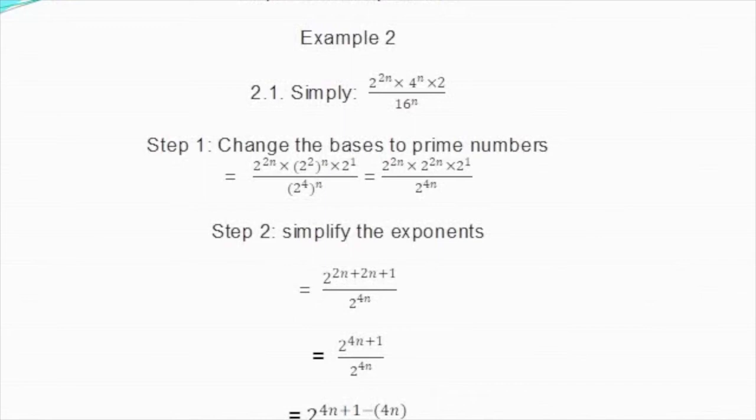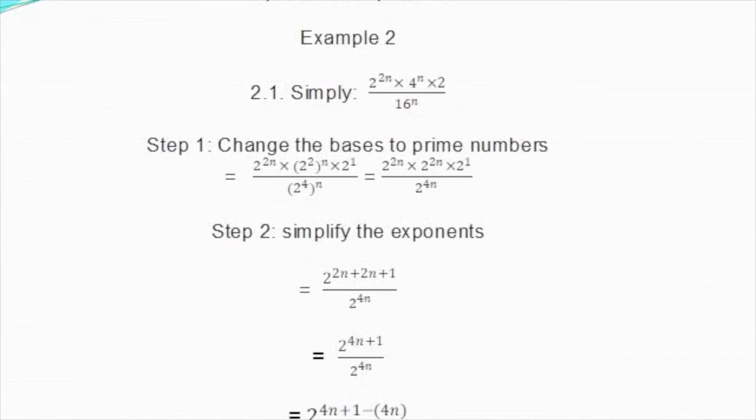Now the first thing we have to do is to try and change the bases to prime numbers. One might ask, what are prime numbers? Prime numbers start from 2 and have 2 factors. So the base 4 has prime factors, and the prime factors are 2 and 2. And 2 multiplying 2 will give us 4. So we have to write it in exponent form. We are going to have 2 to the power 2.